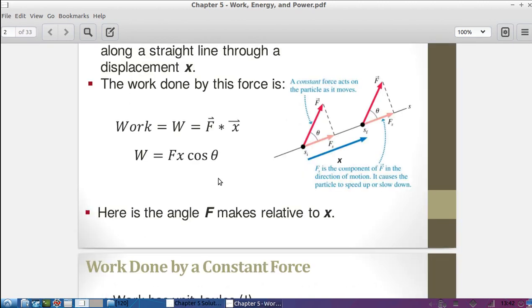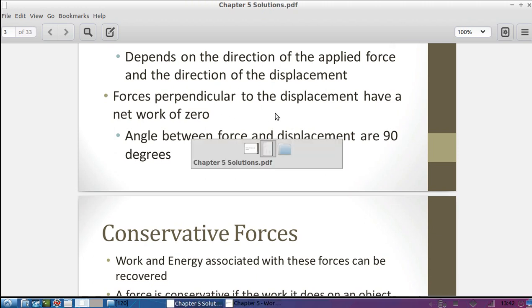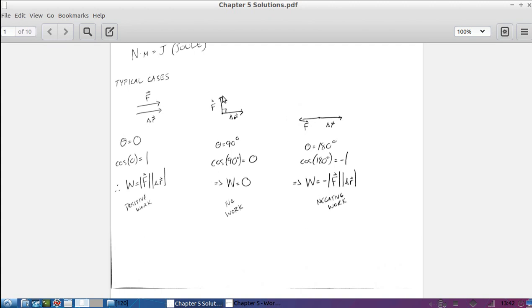Let's say we had a force that was perpendicular to the displacement. We'll see this a couple times. So if you've got a force that's in the y direction and an object is being displaced in the x direction, there is some force causing it to move in the x direction. But this force in particular we're dealing with is a force that's acting in the y direction.